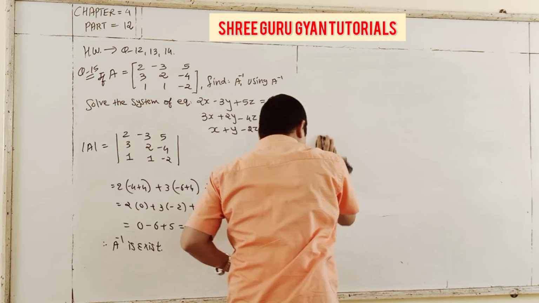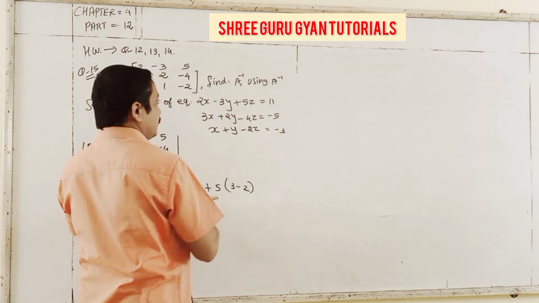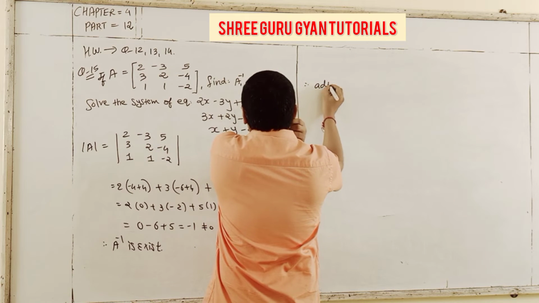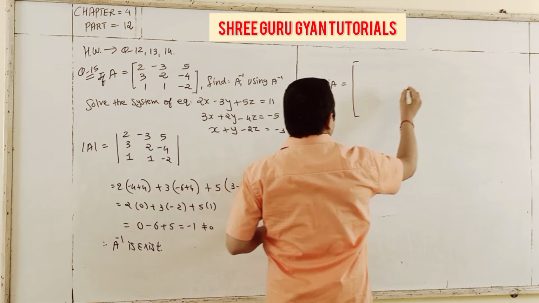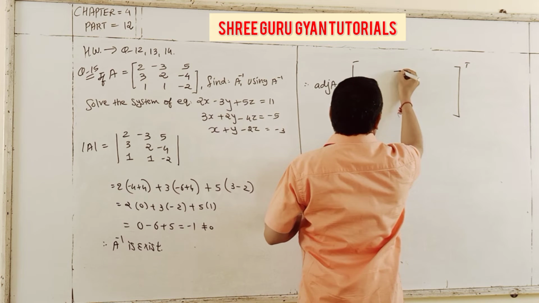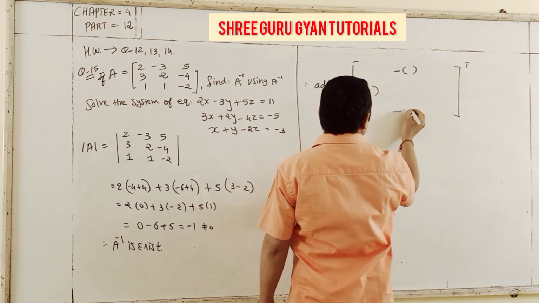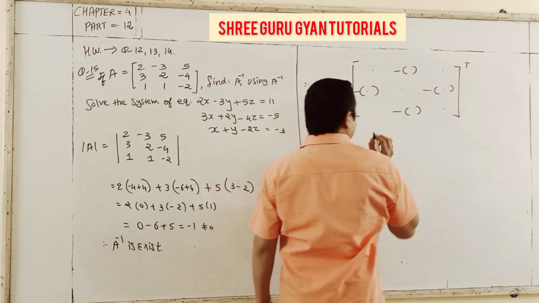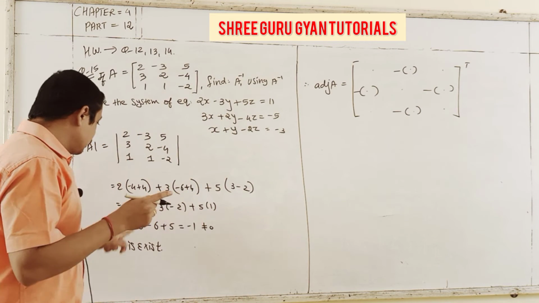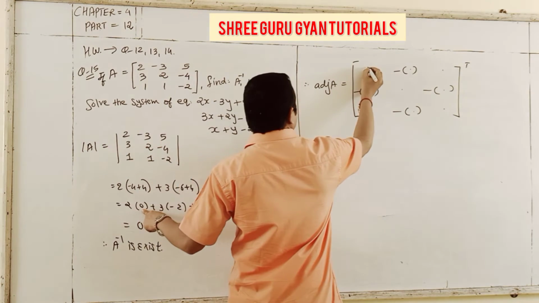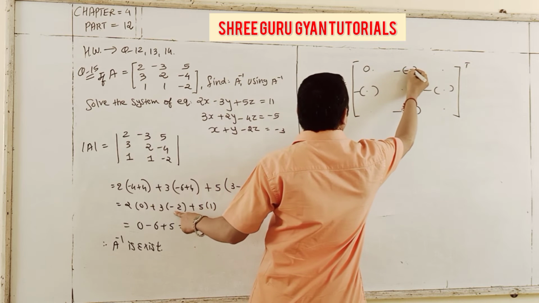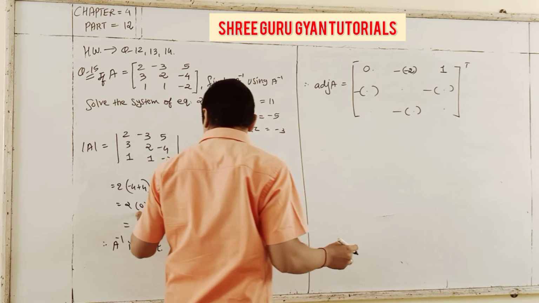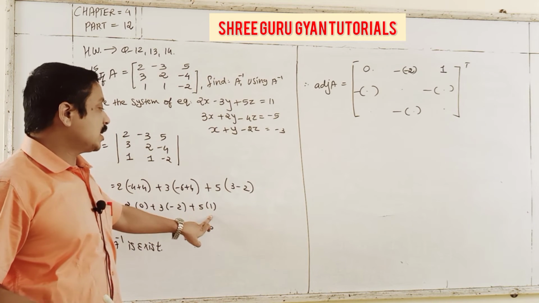Similarly, students, the pattern is the same. We are going ahead with the parts of the adjoint. Therefore, the adjoint of A is the transpose of these nine cofactor values. These are the missing ones. The first row cofactors you already declared: 0, minus 2 and 1.